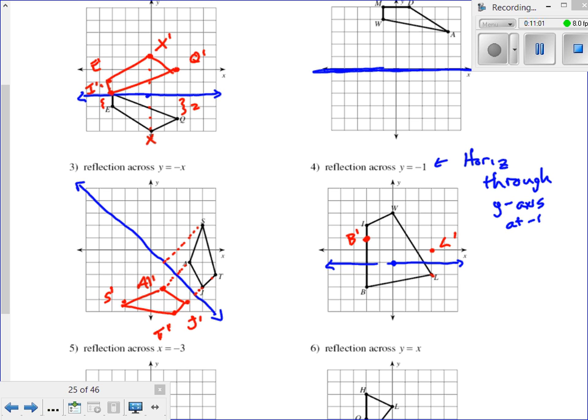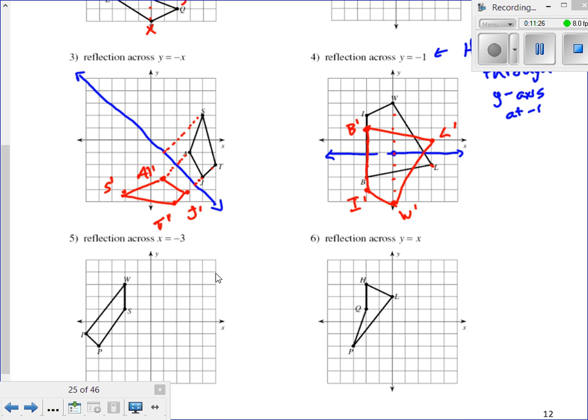Looks like I is 1, 2, 3 above the blue line, so I prime should be 3 below the blue line. W is 1, 2, 3, 4 to the line, so W prime is 4 below the blue line, not the axis. And although this is going to look kind of crazy, kind of hard to see, that's the idea. We're going to use the blue line. Might be a good idea to actually get yourself a different color pencil or marker.